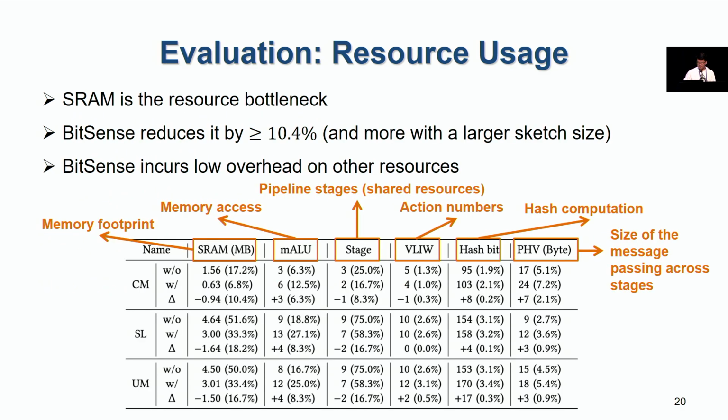Here are the results. We find that SRAM is a major resource bottleneck, and BitSense reduces it by at least 10 to 40%. It saves even more memory given a larger sketch size. Meanwhile, BitSense incurs low overhead on other resources like memory access, pipeline stages, action numbers, hash computation, and so on.